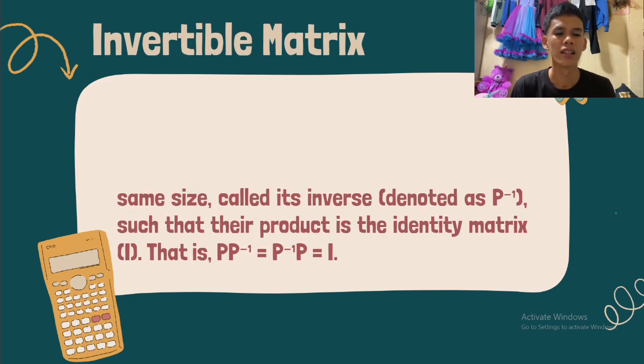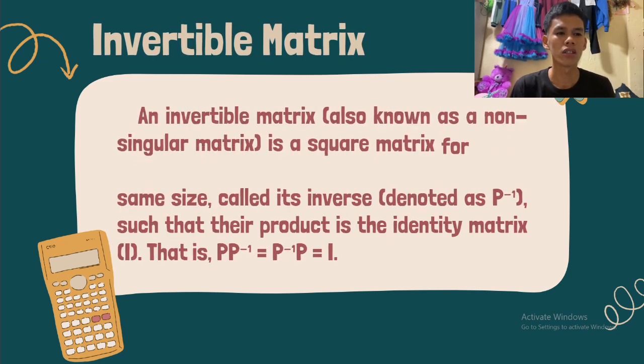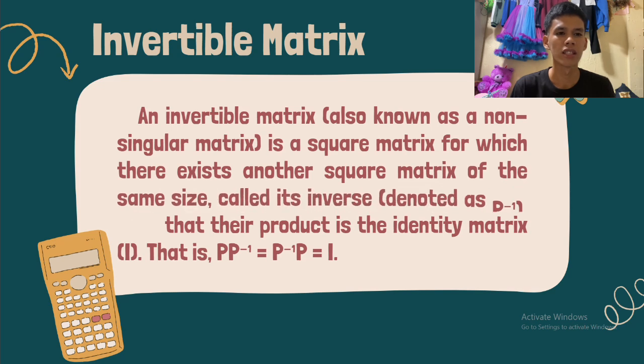Invertible matrix. An invertible matrix, also known as a non-singular matrix, is a square matrix for which there exists another square matrix of the same size called its inverse, denoted as P to the power of -1, such that their product is the identity matrix I, that is P P to the power of -1 equals P to the power of -1 P equals I.